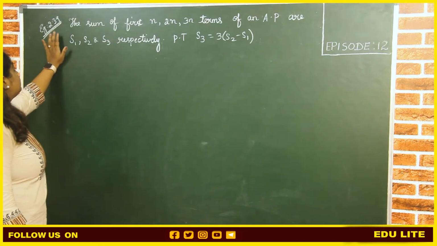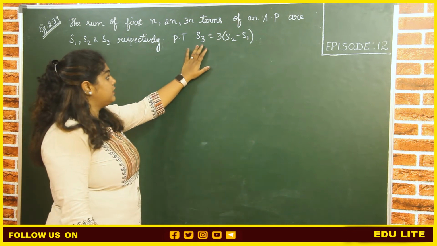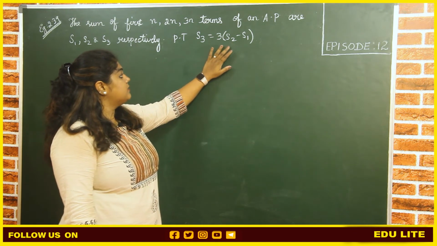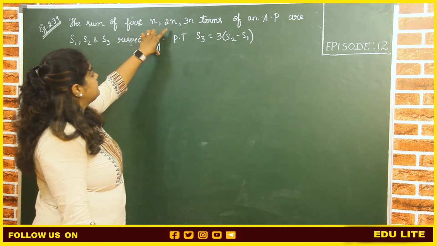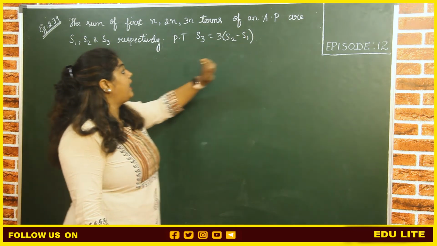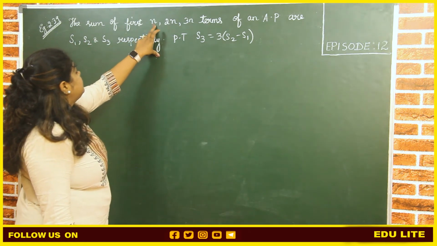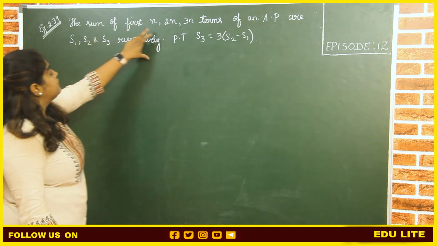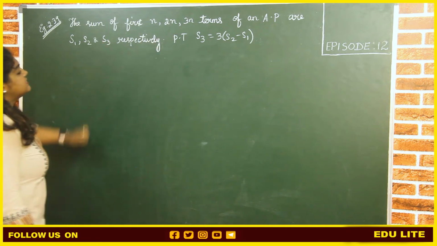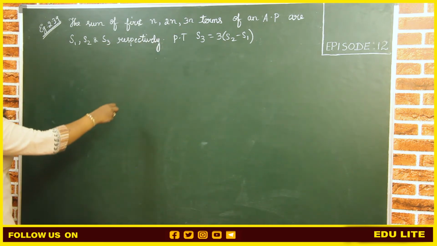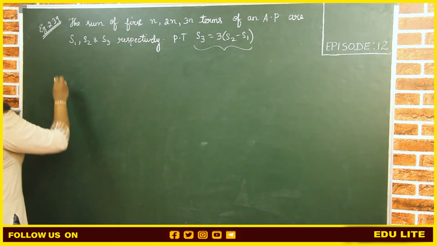Next is example 2.39. In this we have to prove that S3 is equal to 3 into S2 minus S1. For this we are given the sum of first n, 2n, 3n terms of an AP are S1, S2, S3. Therefore, first n terms means it is S1, first 2n terms means it is S2, first 3n terms means it is S3. We will write in such an order, then we can prove that S3 is equal to 3 into S2 minus S1.